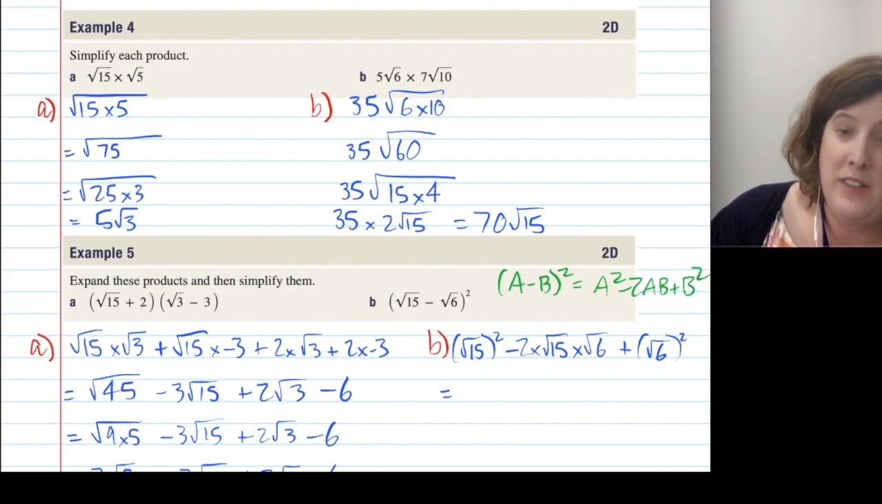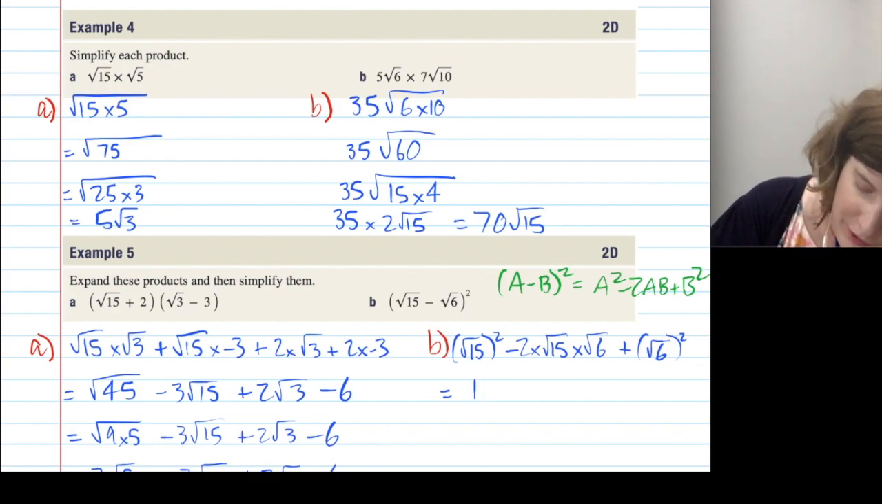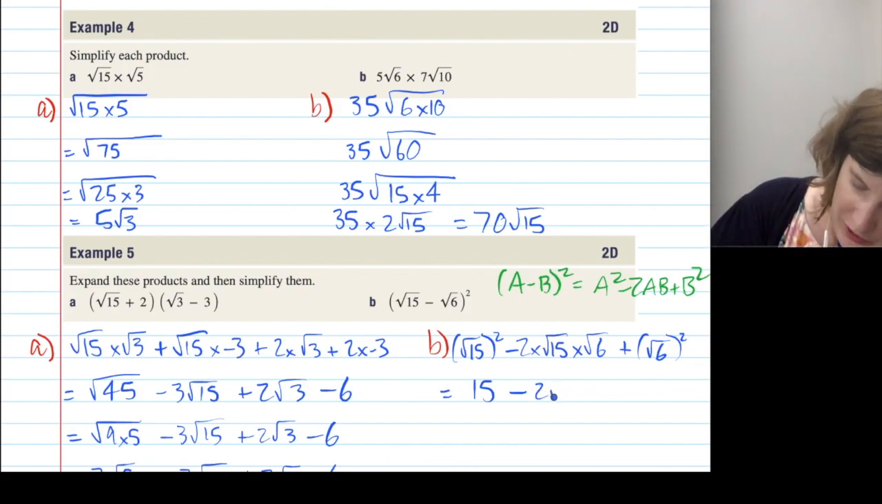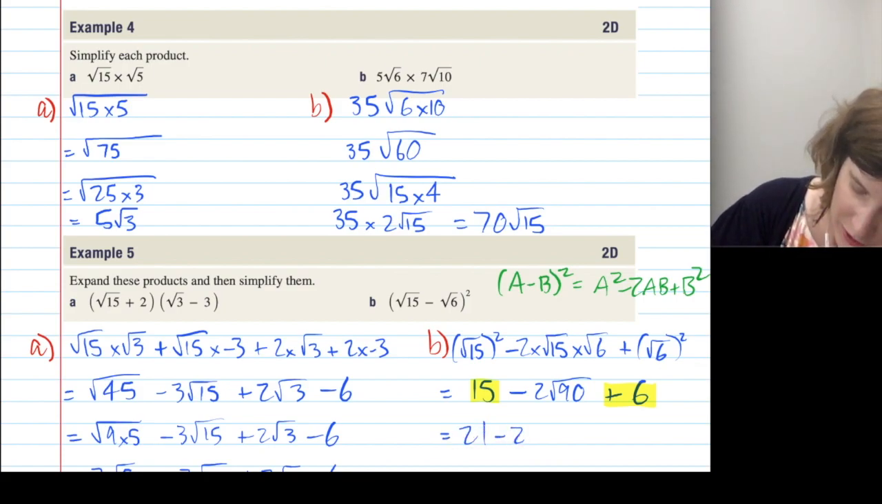Now, root 15 squared is root 15 times root 15. The squared disappears. So we've got 15, take 2 root 15, root 6. Well, 15 times 6 is, 10 times 6 is 60, 90. So I've got 2 root 90. Plus root 6 all squared is just 6. I'm going to put together my like terms. I've got this 15 and I've got this plus 6. So that becomes 21. Take 2 root 90.